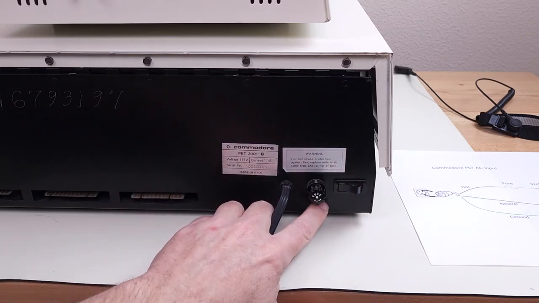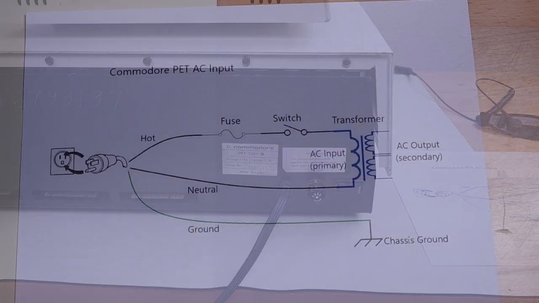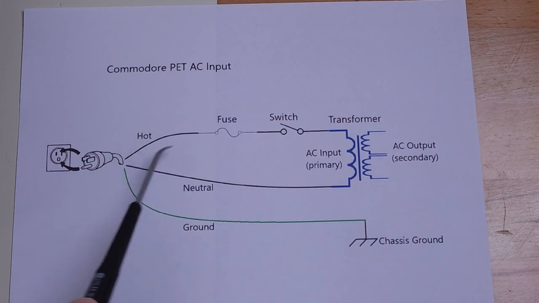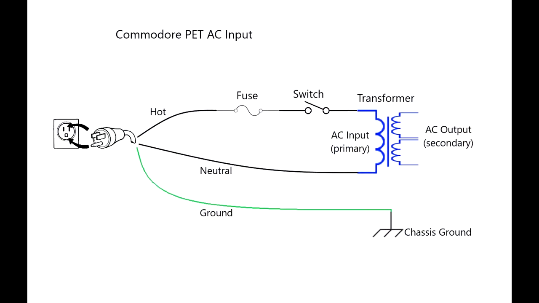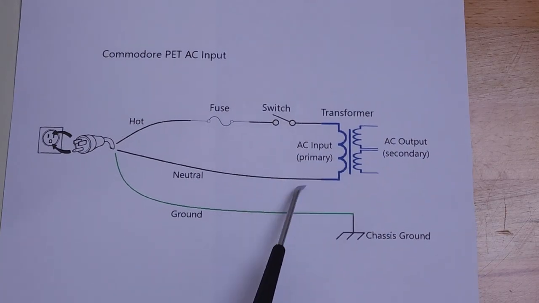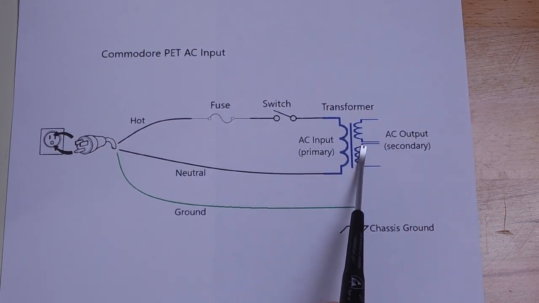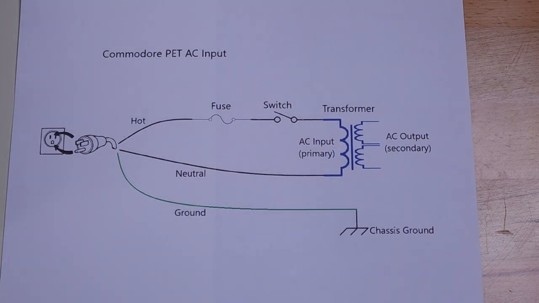Neutral wire goes straight to the transformer, and the ground wire goes to chassis ground. I did this quick drawing to illustrate. So from the hot wire, we go to the fuse. That goes to the switch. When the switch is on, power is applied to the transformer. Current flows between hot and neutral, inducing current into the secondary windings on the transformer, and the ground wire goes straight to the chassis ground.